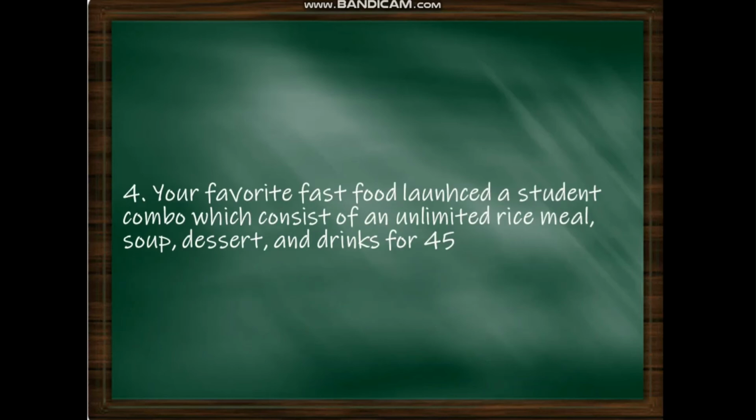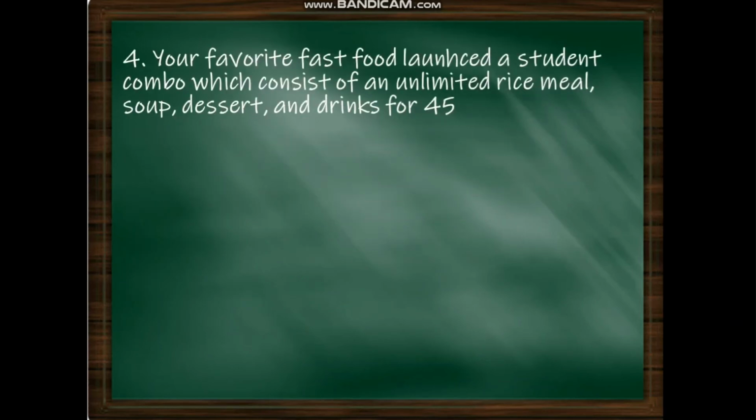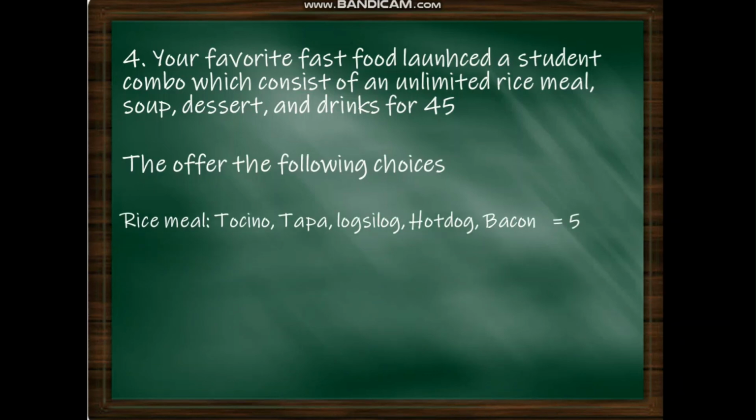Let's have example number 4. Your favorite fast food lunch is a student combo which consists of an unlimited rice meal, soup, dessert, and drinks for 45 pesos only. Ang mura, di ba? Unlimited na po sila. So, the offers of the following choices are, we have for the rice meal, we have tocino, tapa, log-silog, hotdog, and bacon. So, yun yung pagpipilian mo. Then, pipili ka lang isa dyan syempre, pero unlimited na po yon. 5 ang yung posibleng pagpilian.